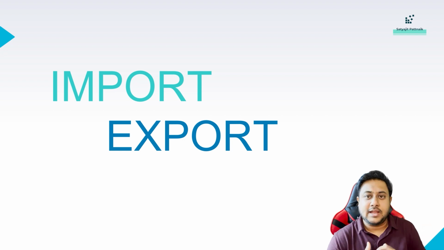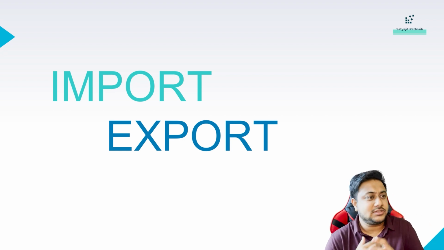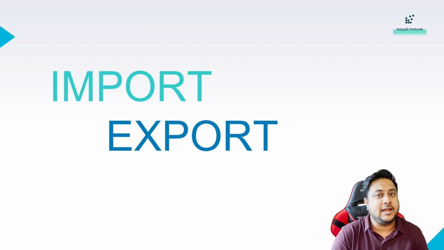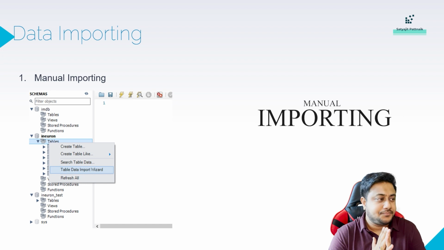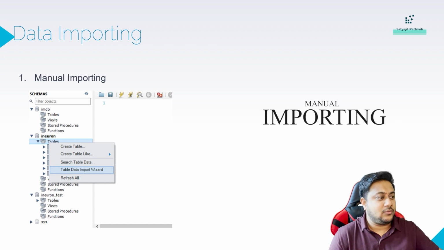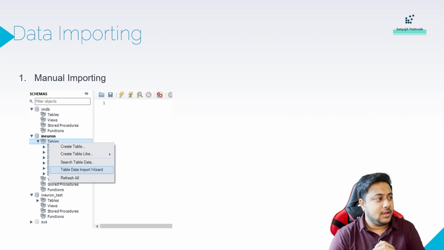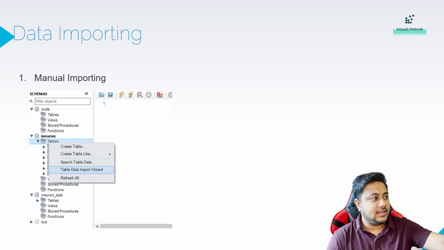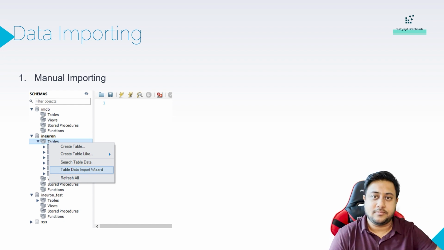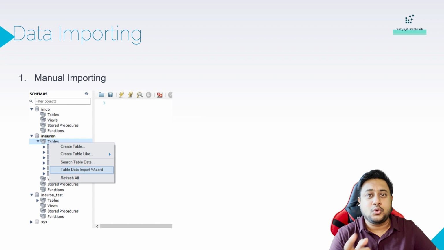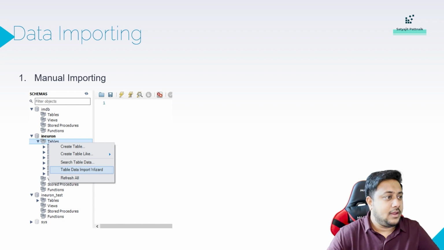So to download data or to dump data into databases, we have the concept of importing and exporting. So we'll start with manual importing. How to start with manual importing? You can see this widget, which basically tells you that these are the databases: IMDb, iNeuron test, and I am right clicking on the tables and then doing Table Data Import Wizard. Simple. Let's go to MySQL Workbench.